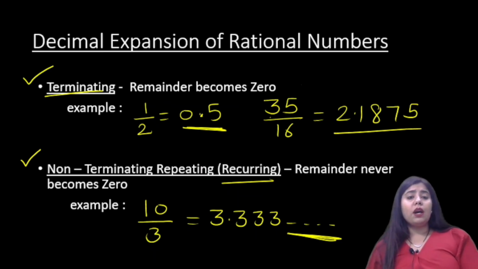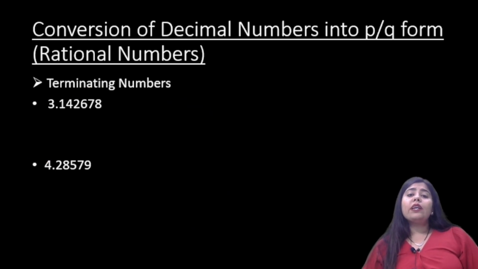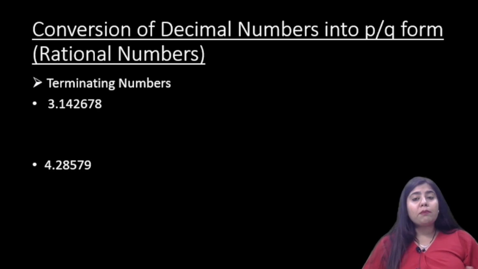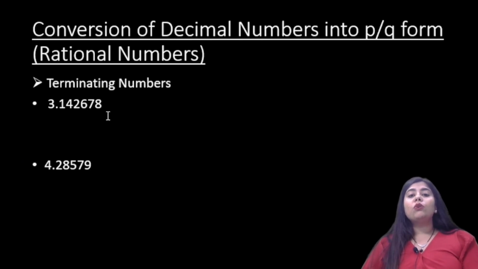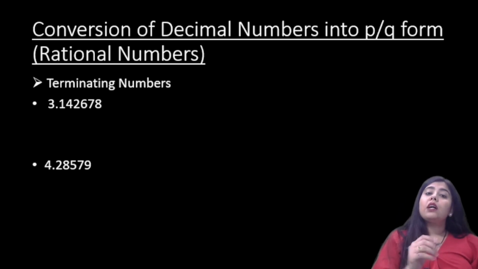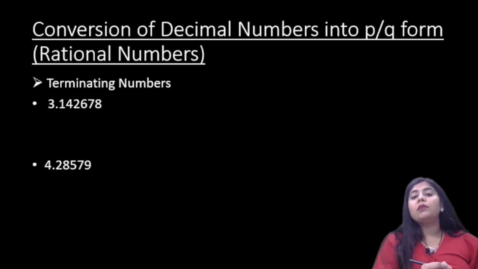Okay. Now the next thing is, how can we convert the decimal numbers into p by q form? We just learned how to convert the rational numbers into decimal expansion. That we can do by the long division method. Now we have to learn how to convert the decimal numbers into p by q form, that is rational numbers. Now we just saw that there are two types of decimal expansions of rational numbers. So first one were terminating numbers. First we will learn how to convert the terminating decimal numbers into the rational numbers.